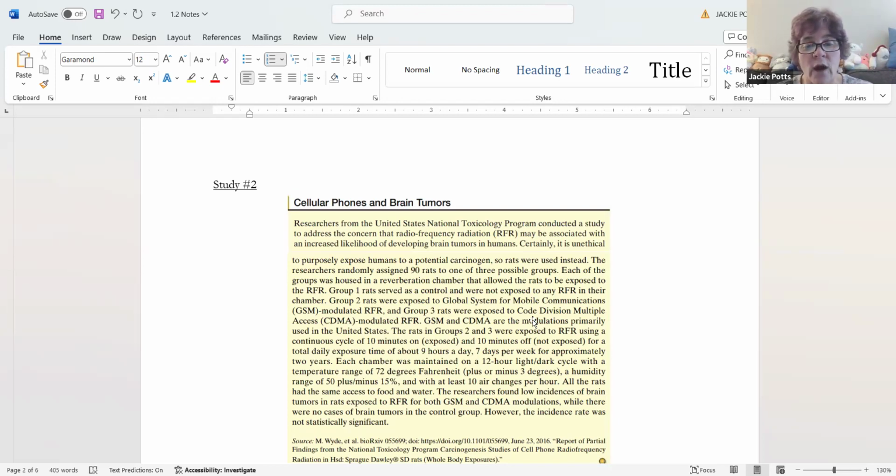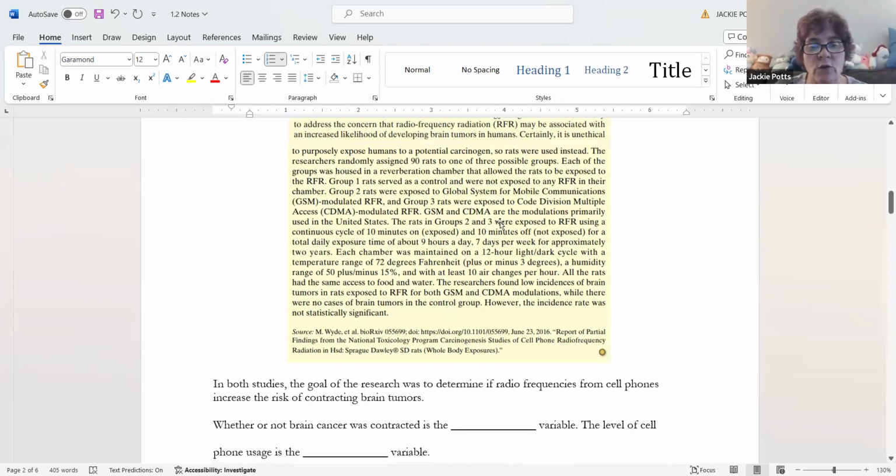Each of the groups are housed in a reverberation chamber that allowed the rats exposed to RFR. Group 1 observed there were no exposure. Group 2 was exposed to GSM modulated. Group 3 was CDMA modulated. Kind of skipping through. The rats in groups 2 and 3 were exposed to RFR using a continuous cycle of 10 minutes on, 10 minutes off. The exposed or unexposed. Turn it on, turn it off, turn it on, turn it off. For a total time of 9 hours a day for 7 days a week. They also maintained 12 hours of light, 12 hours of dark. They also maintained 72 Fahrenheit.